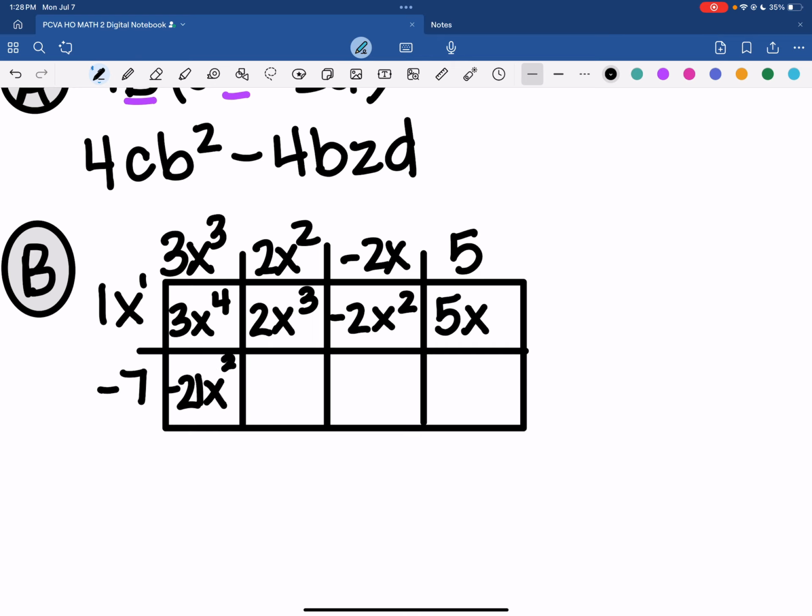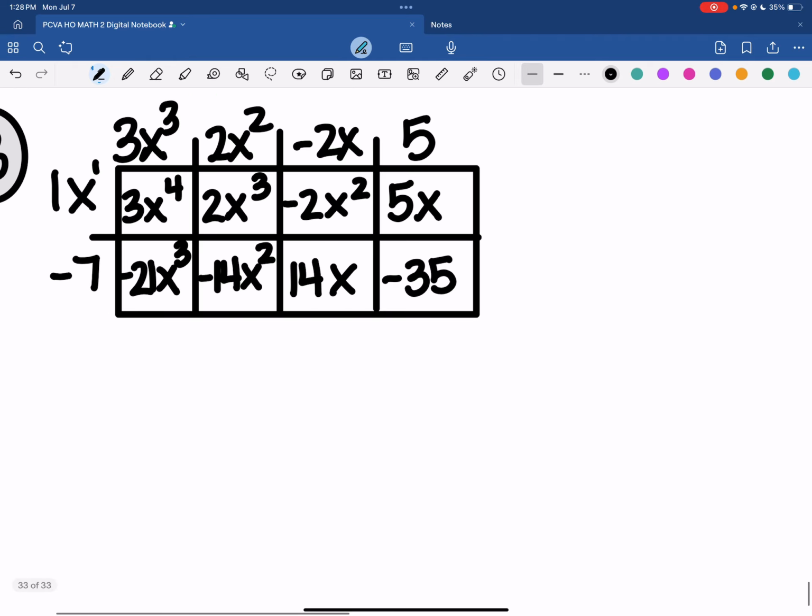-21x cubed, because that x cubed didn't have anything to combine, but it's still there. Then I got -14x squared, 14x, and then I've got -35.